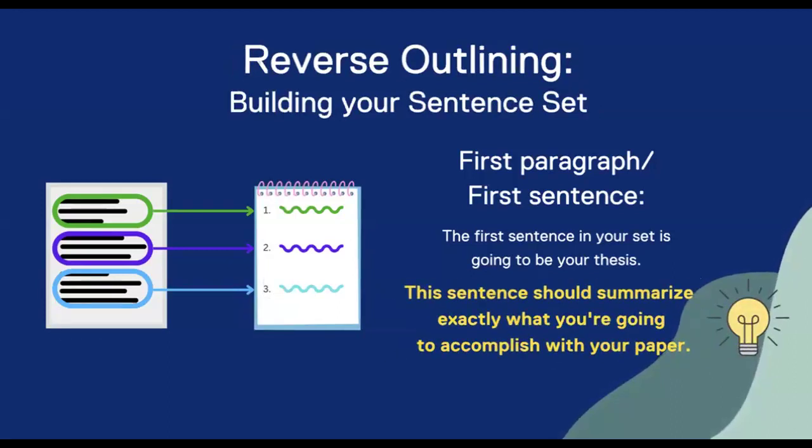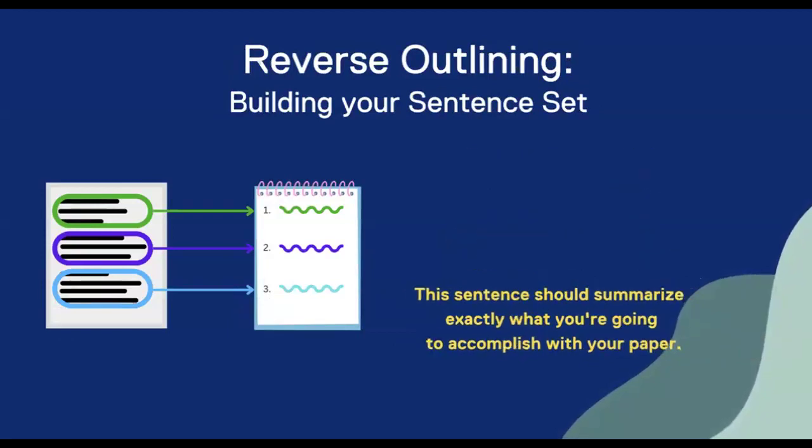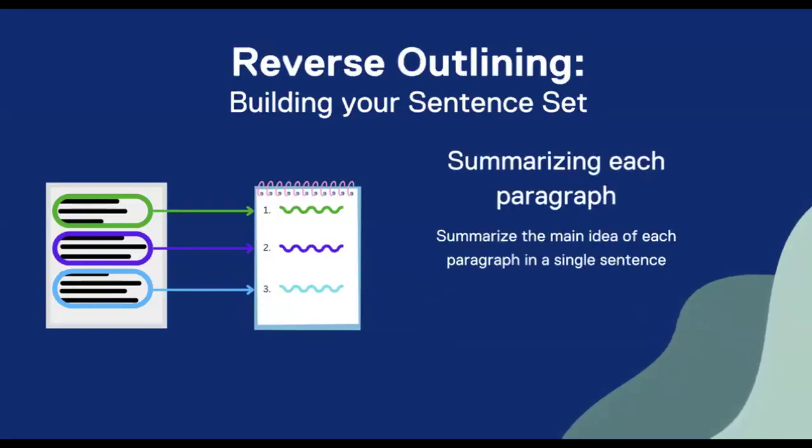After you've pulled out your thesis statement and started off your sentence set for the reverse outline, go through and summarize each of the body paragraphs with a single, concise sentence. If you're having trouble doing this, for instance, maybe you find that you can't summarize each paragraph with a single sentence, you may have just found an opportunity to improve on that paragraph.